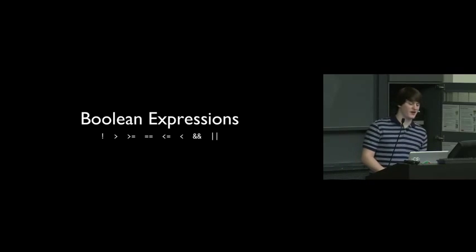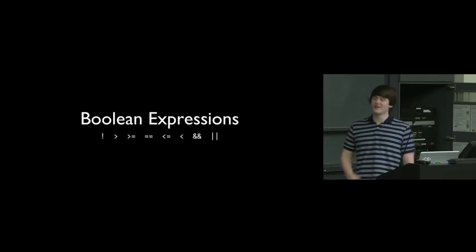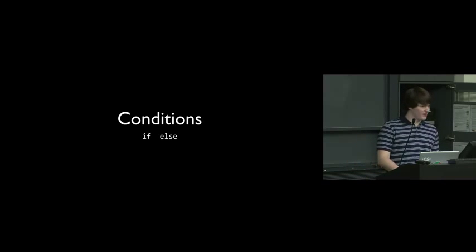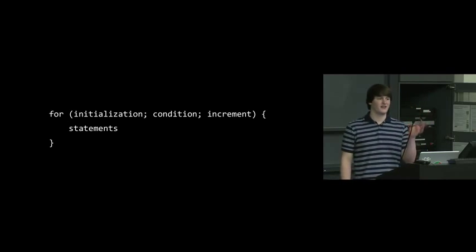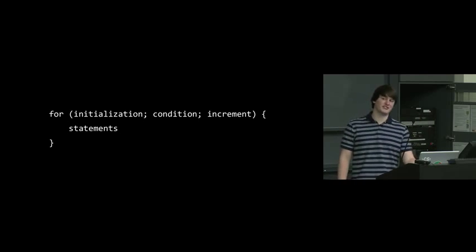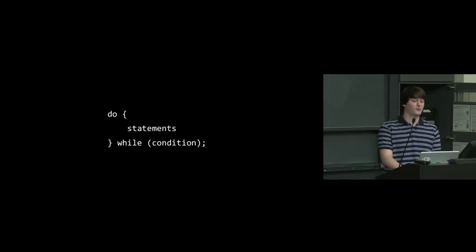Okay. So the Boolean expressions, the very simple ones that you should all be used to at this point. Conditions, we have our regular if-else's. Loops, we have for loops. So in JavaScript, you also have the for in. You'll also see that in Objective-C. Regular C does not have that. So we have our regular for loop, regular while loop, regular do while. And all of those will still be usable in Objective-C.